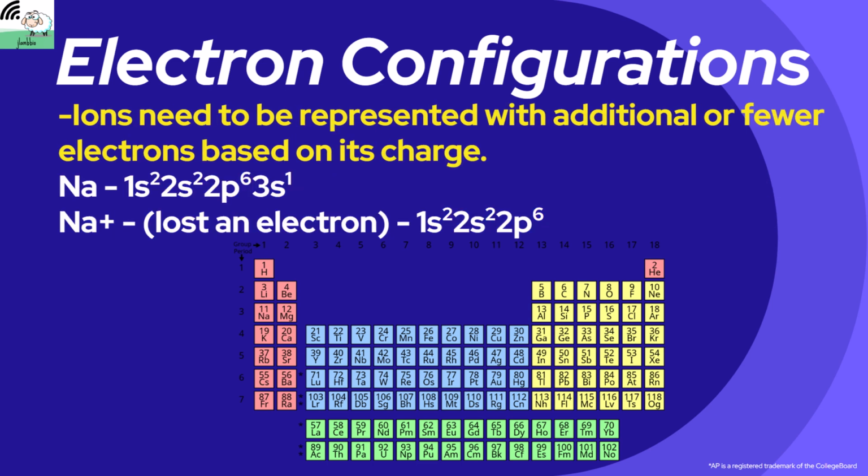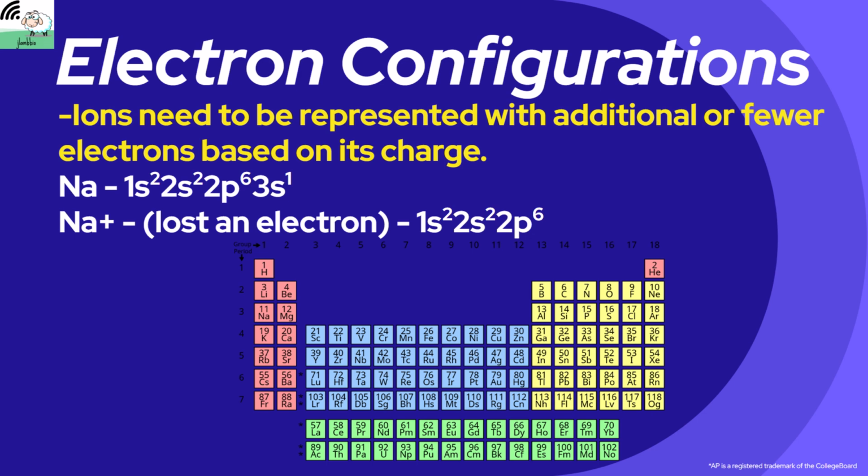Keep in mind that when we have ions and we want to represent them with electron configurations, we need to take into consideration the charge that's associated with it. So if I look at this example here, I have sodium, which is represented by 1s2, 2s2, 2p6, 3s1. If it has a positive charge, it means it has lost an electron, so we remove the electron, or add electrons, to the outermost sublevel.